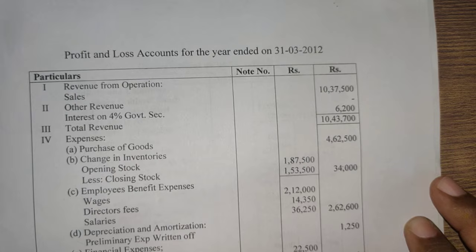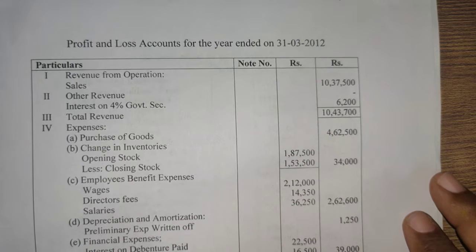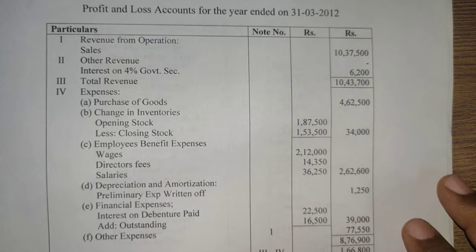Okay, it depends on you whether you are maintaining one column for the amount or two columns for the amount, but normally we will prepare two columns for inner and outer. Okay, and these are the main headings normally asked in the examination.